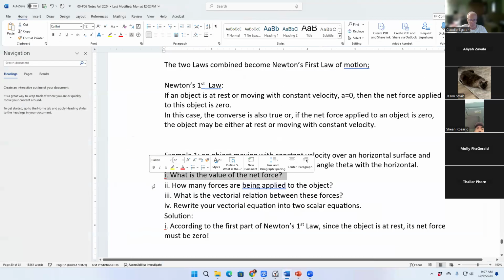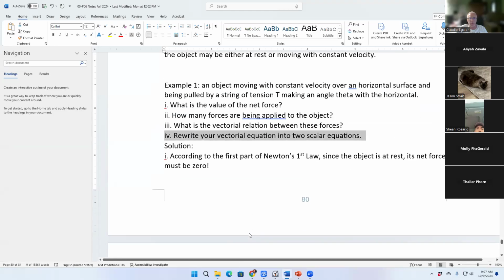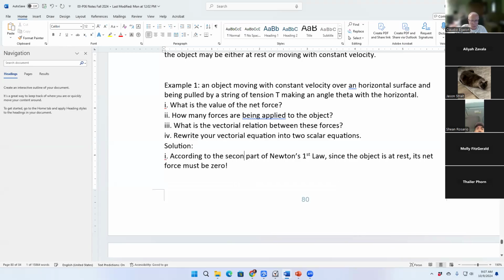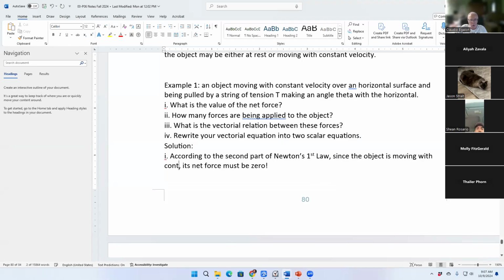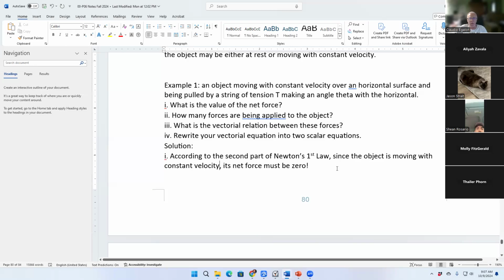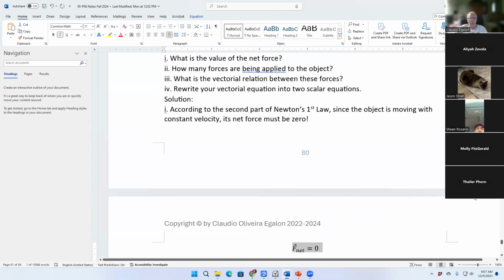What's the value of the net force? How many forces are being applied to the object? What's the vectorial relation between these forces? You write your vectorial equation into two scalar equations. Solution. According to the second part of Newton's first law, since the object is moving with constant velocity, its net force must be 0. First part done.